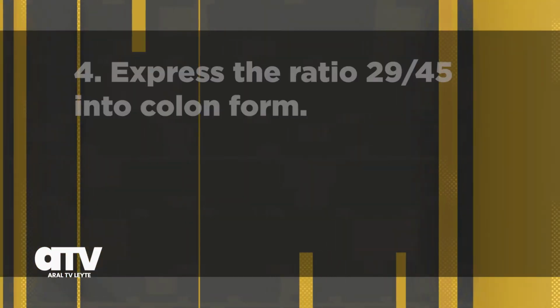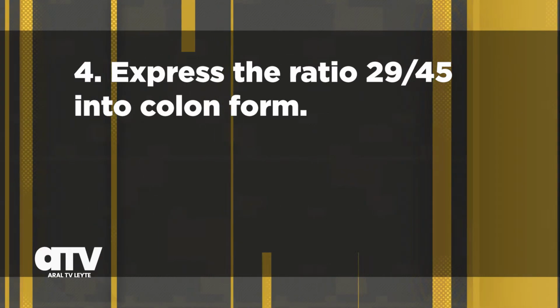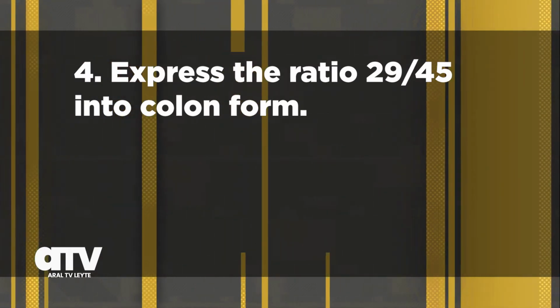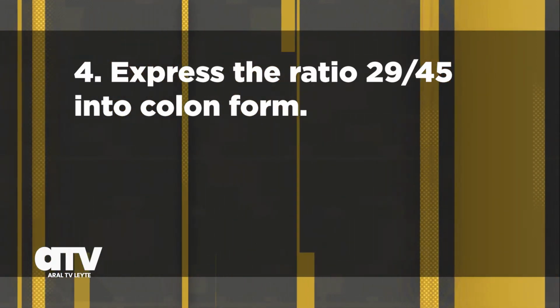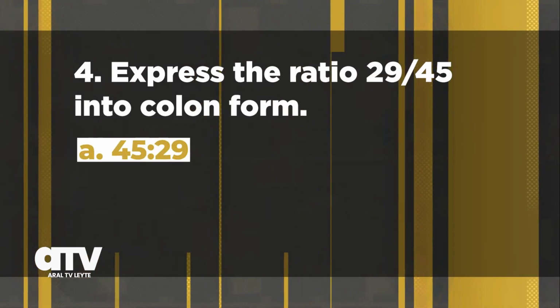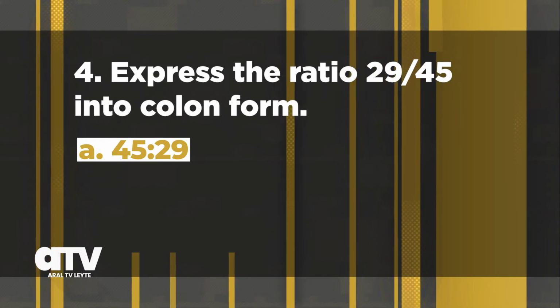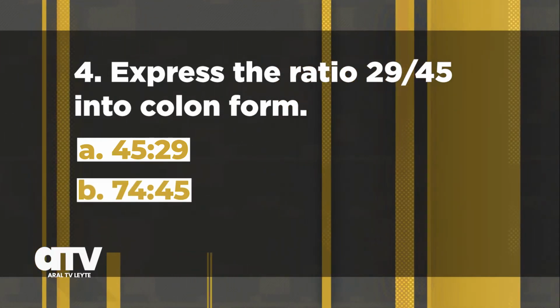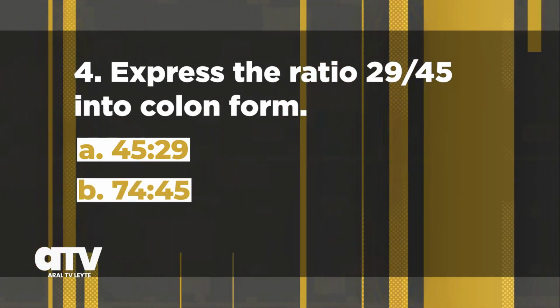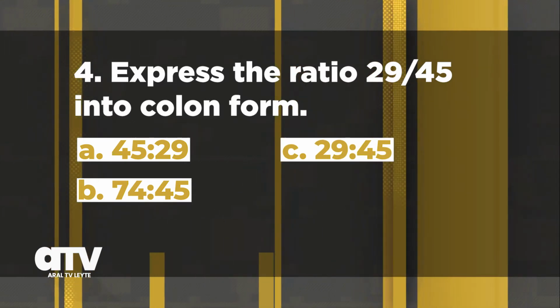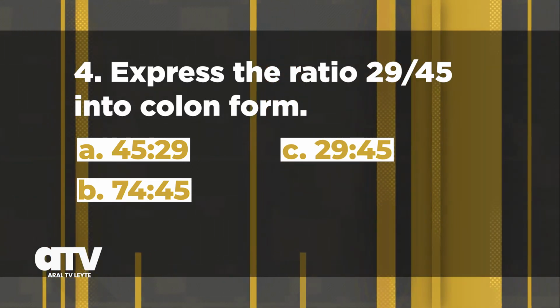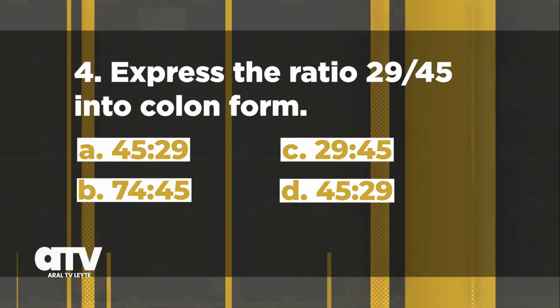Number 4. Express the ratio 29 over 45 into column form. A. 45 is to 29. B. 74 is to 45. C. 29 is to 45. D. 45 is to 29.